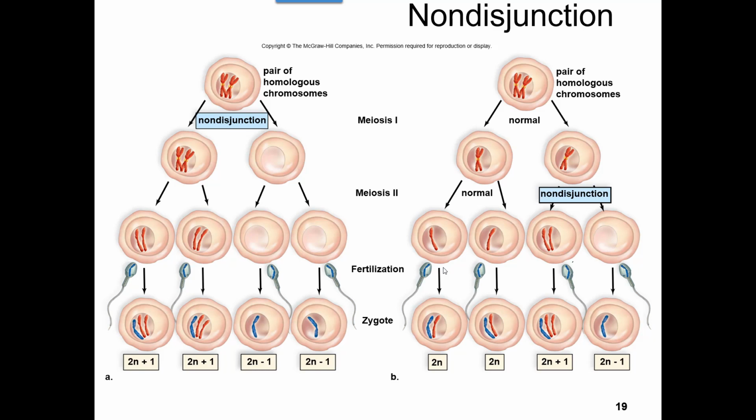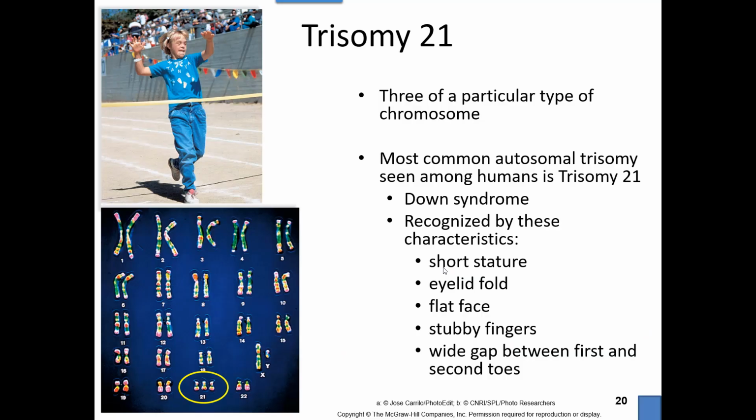And the most common type of this non-disjunction that happens is when you have a trisomy of chromosome number 21. And that's what we call Down syndrome. A lot of the other chromosomes, if you have extra ones or are missing ones, the fetus just can't survive. But with having an extra 21, you can survive. And it's known as Down syndrome.